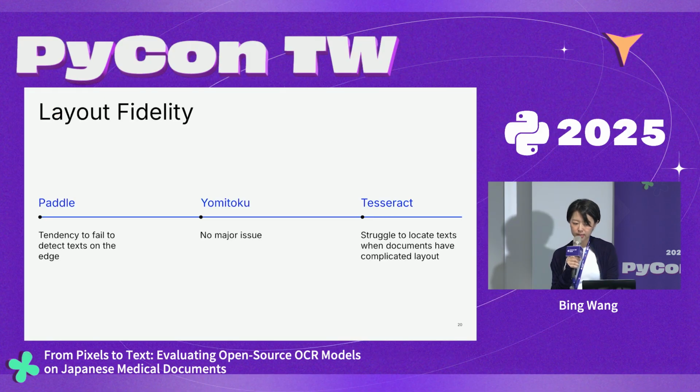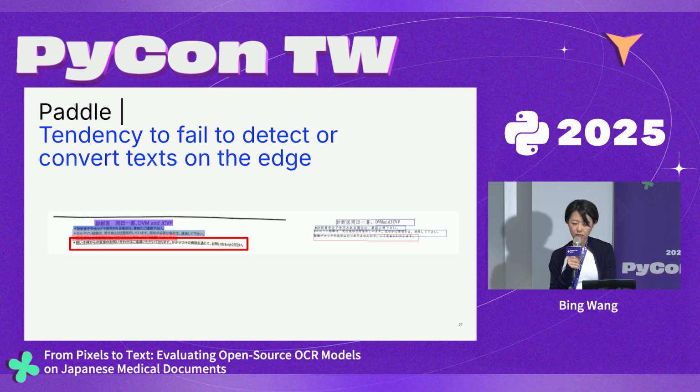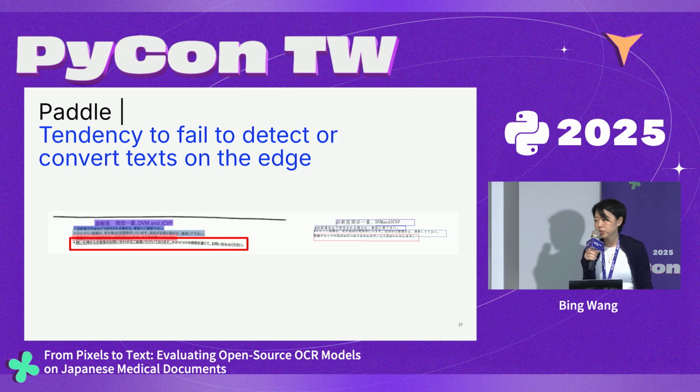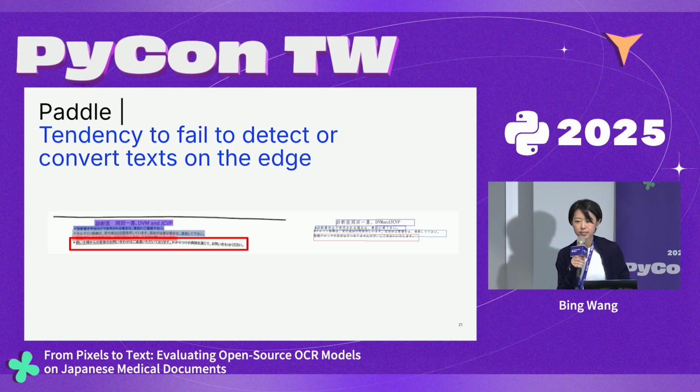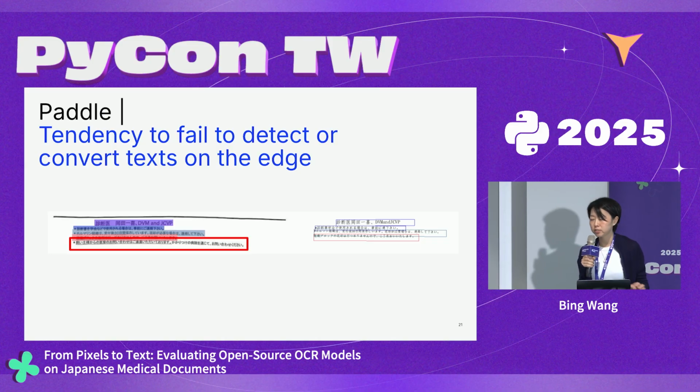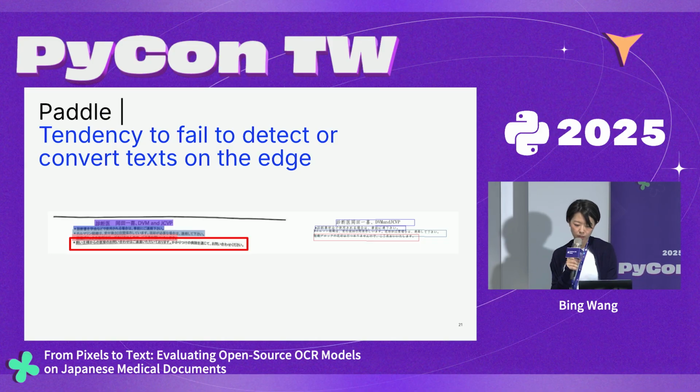And now let's take a look at the qualitative ones. When it comes to layout, locating where exactly the texts are, one of the issues that I noticed with Paddle is that it has a tendency to fail to recognize texts when they are on the edge. It could be because when texts are on the edge, they are more likely to have distortions or slanting. But this is one of the patterns that we noticed when we analyzed the results converted by PaddleOCR.